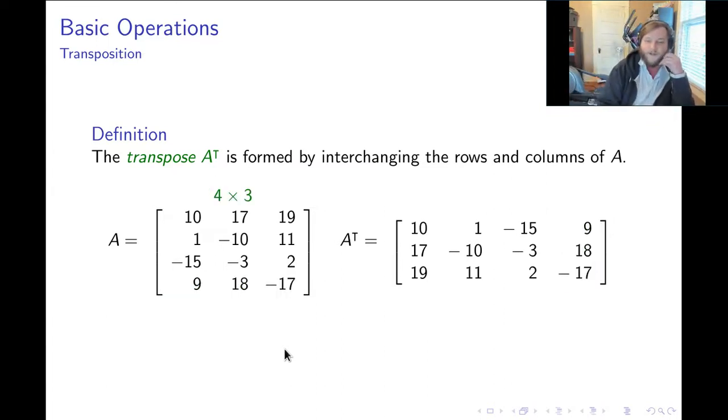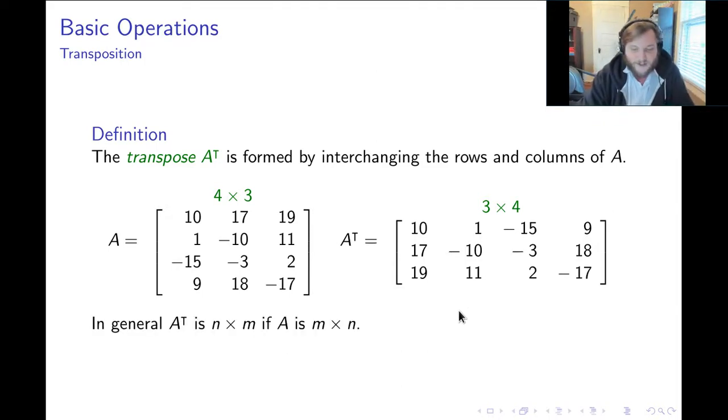Well, one thing to note is that the original matrix here was 4 by 3. However, we transposed this matrix and produced a 3 by 4 matrix. And this makes sense because what we are really doing is changing the roles of the rows and the columns. So the number of rows of the transpose becomes the number of columns of the original matrix, and the number of columns of the transpose is the number of rows of the original matrix. So in general, the transpose of an M by N matrix is an N by M matrix.